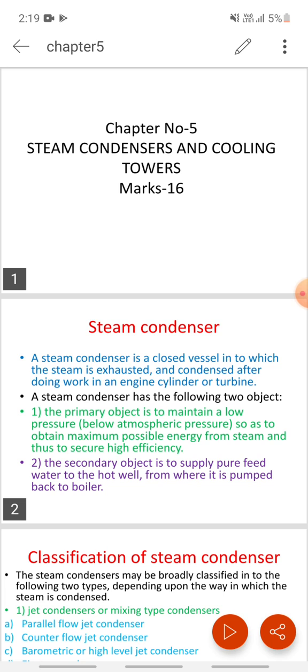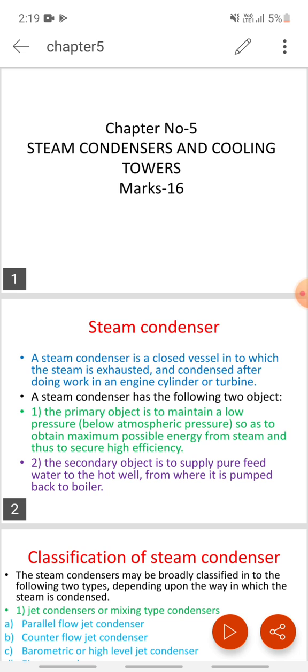Today we are starting unit number 5, steam condensers and cooling towers. In this unit we will learn what condensers are, the functions of condensers, and also the classification of condensers. There are two main types of condensers. First, jet condenser. Second is surface condenser.